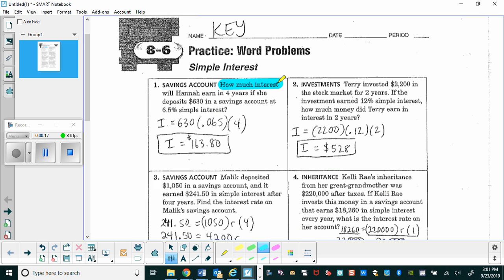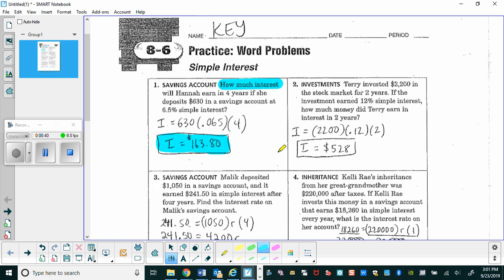So we can use our I equals PRT formula and simply plug in the principal amount, the rate as a percent. We're going to convert it to a decimal, so move it over twice, and it's going to be in 4 years. Now once we punch in these 3 numbers, 630 times 0.065 times 4, we get $163.80. That is the interest that she'll earn, and we're going to stop the problem there.